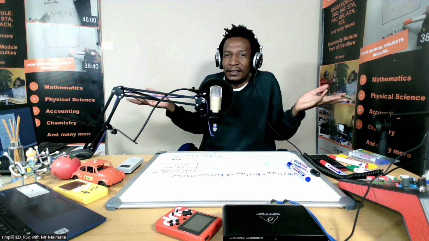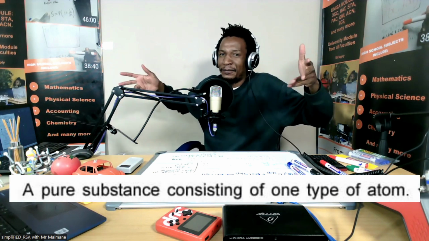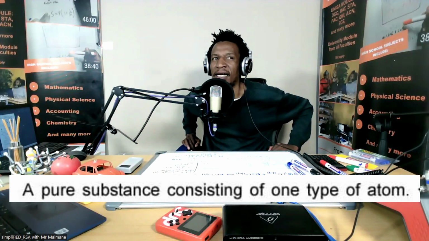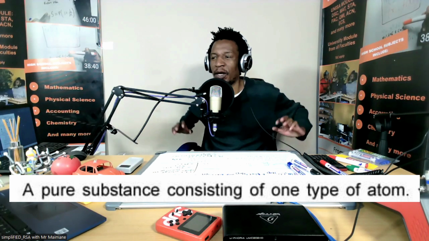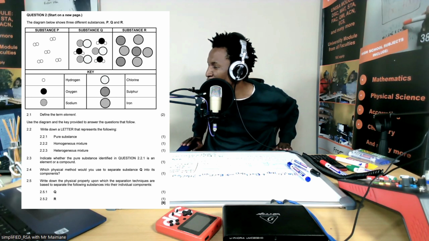For 2.1, you just write that. That's how you answer it. I think you'd get full marks if you say an element is a pure substance that is made up of only one type of atom. Now use the diagram and the key provided to answer the questions that follow.